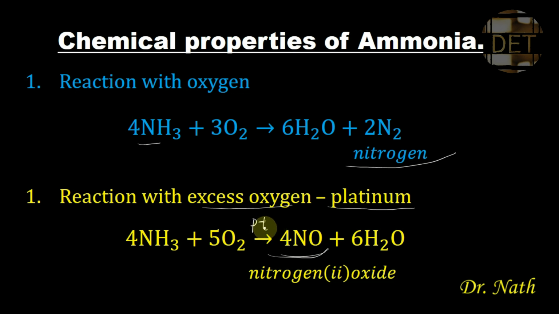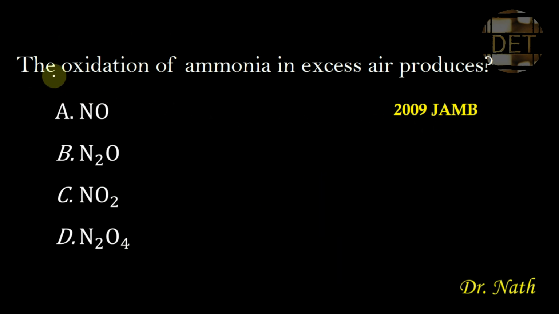To take us further, let's look at this 2009 JAM question. The oxidation of ammonia in excess air produces: A. Nitrogen 2 oxide, B. Dinitrogen monoxide, C. Nitrogen 4 oxide, and D. Dinitrogen tetraoxide. So which of the following substances will be produced when ammonia is excessively oxidized?